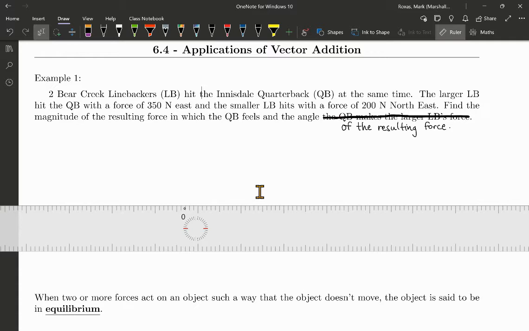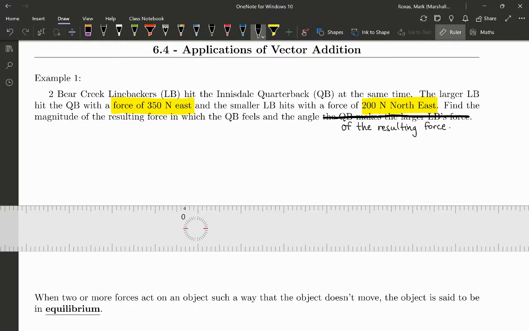Before we can solve this problem, I need to create a diagram that represents the vectors being described in the problem. So I will highlight what's being described. We have a force of 350 newtons going to the east. That's the larger linebacker hitting the quarterback, and the smaller linebacker hits the quarterback with a force of 200 newtons northeast. So you have two linebackers hitting this quarterback with two different forces in two different directions.